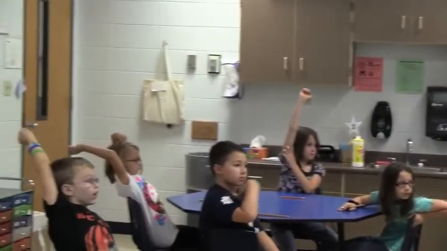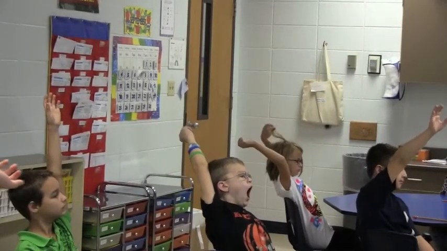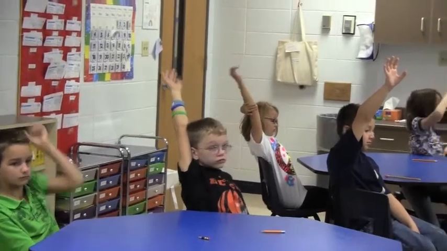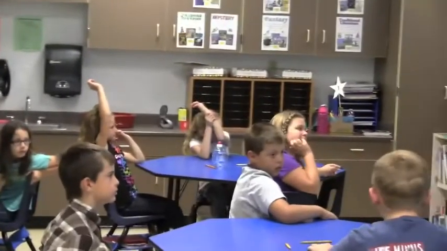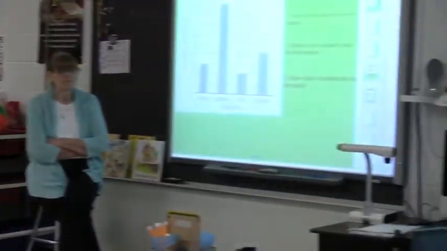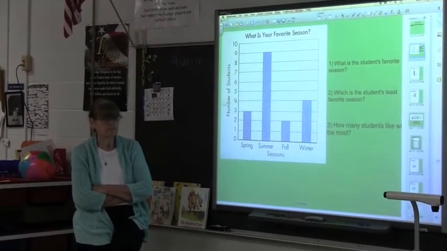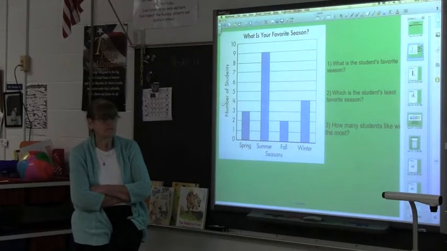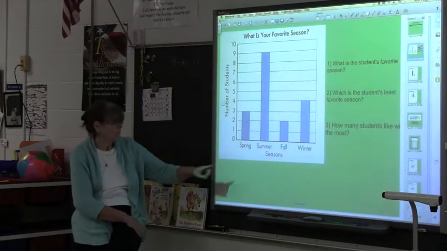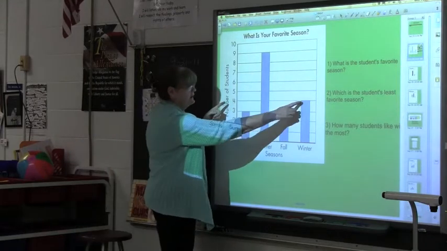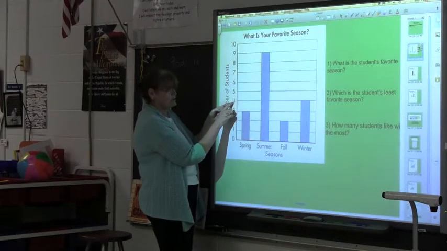This is all pretty easy stuff. You did this last year in second grade. How many students like winter the most? Carmen, how could you tell? How did you know? The numbers on the side of the scale over to the right, and if it says winter at the bottom, go up. That's right. So she looked at the bar, and it went up, and it got to 4.